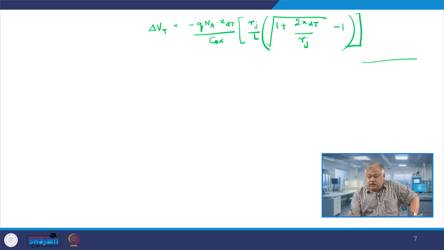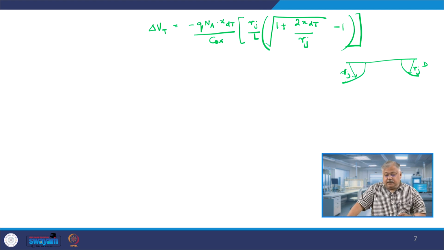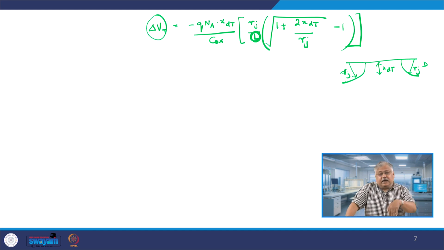Rj is basically the radius of the source and drain regions. If this is drain and this is source, then this radius is known as Rj. And xdt is basically the depletion width thickness on the substrate side. And as you can see here, as the dimension of the device goes on reducing, L goes on reducing, delta Vt goes on increasing negatively, which means there is a larger and larger fall in the threshold voltage for short channel devices when the channel length is very, very low. So, you see, this is threshold voltage roll off.